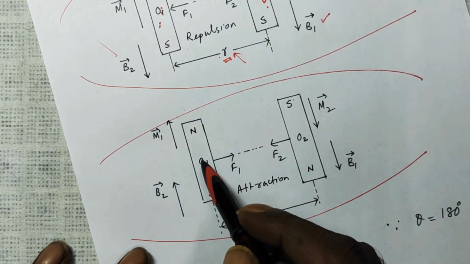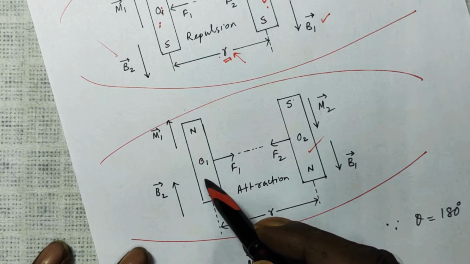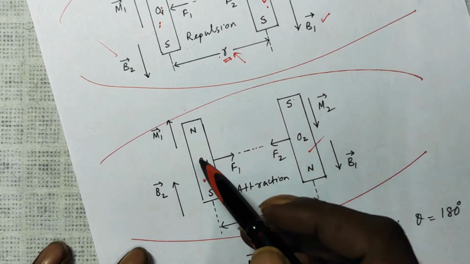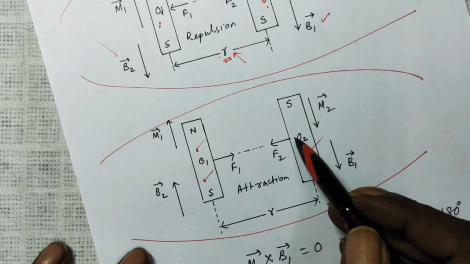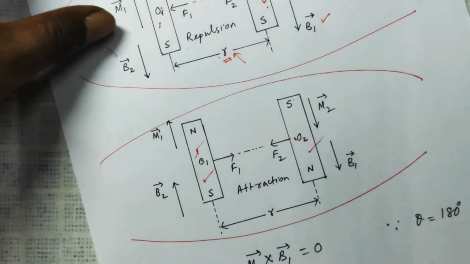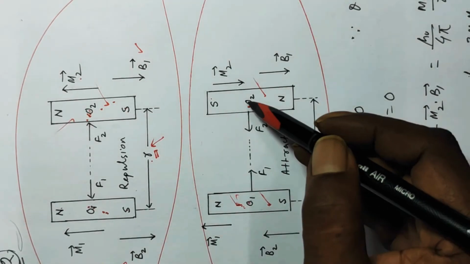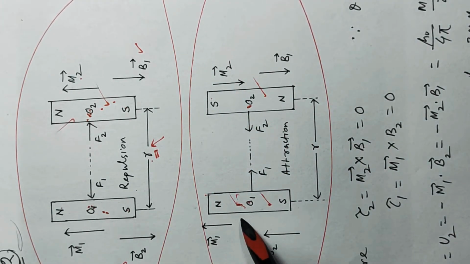Now this point O1 is on the equatorial line of this magnet and the point O2 is on the equatorial line of this magnet. In an equatorial line, we know the magnetic field is directed from north to south. So let us find out the magnetic field of this short magnet at the point O2. Point O2 is on the equatorial line of this magnet. So at point O2, due to this magnet, the magnetic field will be B1.